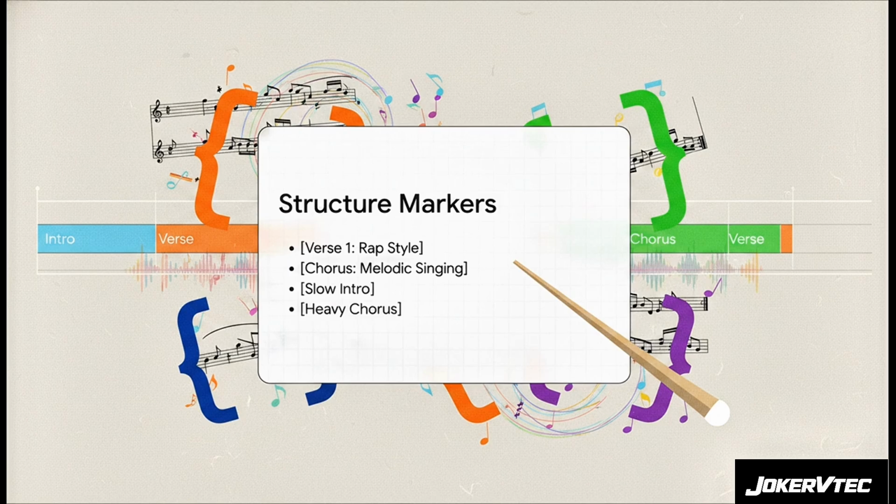You can write your lyrics and place tags like [Verse 1, rap style] right above them. Want a massive change in energy? Drop in a [Chorus, melodic singing] or a [Heavy chorus] tag. You can even orchestrate the very beginning with a [Slow intro] tag. This tells the AI exactly when the rap verse should end and the melodic chorus should drop. It totally prevents the song from feeling musically flat or aimless.